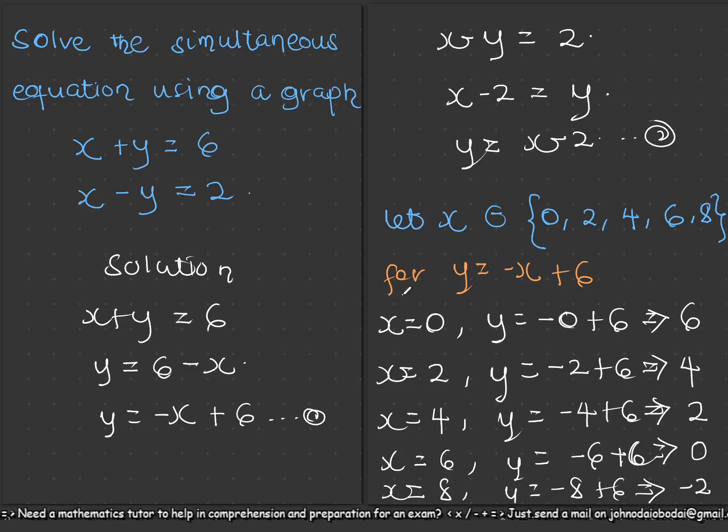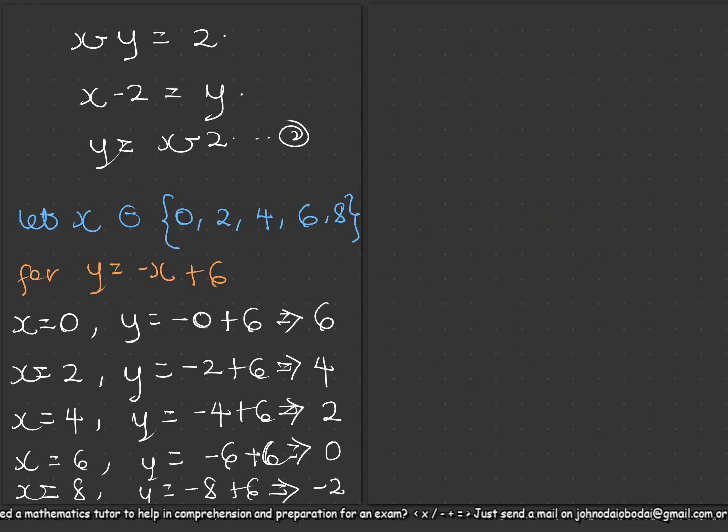So we have gotten 5 pairs of values for x and y for our first equation. We do the same for the second equation.